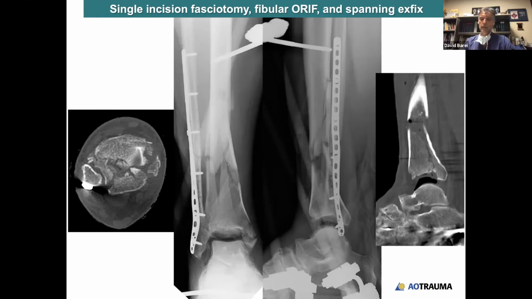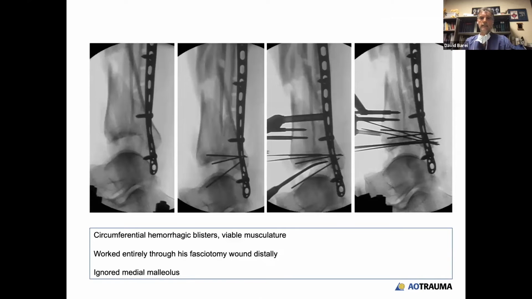And this is him. And so for me, this guy is a big concern. He's got circumferential hemorrhagic blisters, but he has viable musculature. And I'm really concerned about this guy having a complete failure of his soft tissue envelope. And so I thought, well, I can try to go ahead, it's a C-type injury, I should plate him with multiple column fixation, but the cost of that might be really bad. It might cost him a serious soft tissue infection. Then he's got to have his leg off because his mechanical valve is not going to tolerate getting seeded either.